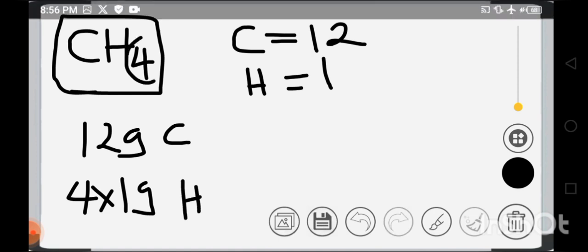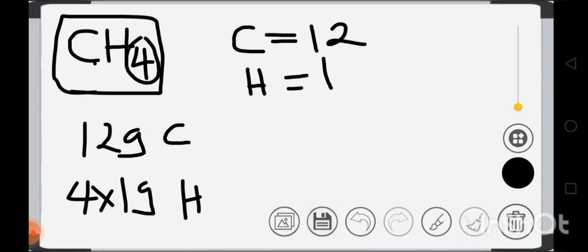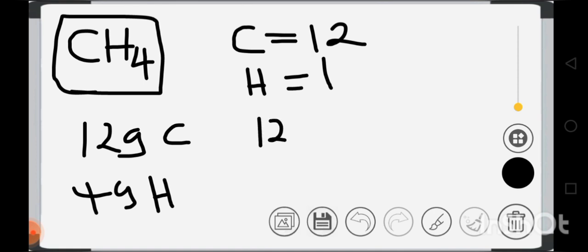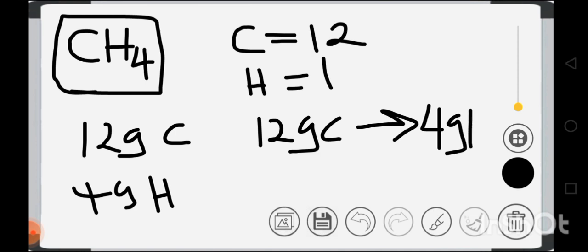I don't know if you can get that. We'll have 4 hydrogen here and 1 carbon in this place, so that means I'm going to have 4 hydrogen. If I have 12 grams of carbon, I'll have 4 grams of what? Of hydrogen. So that means 12 grams of carbon will give 4 grams of hydrogen in a sample of methane.